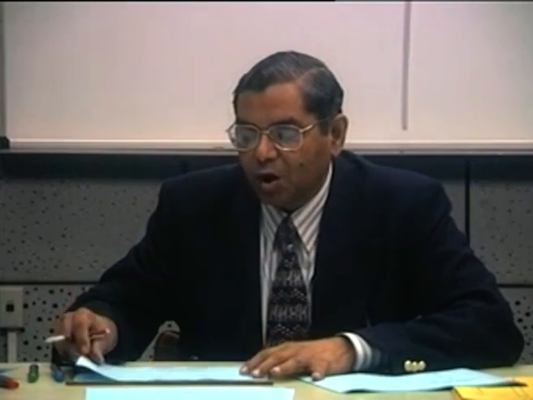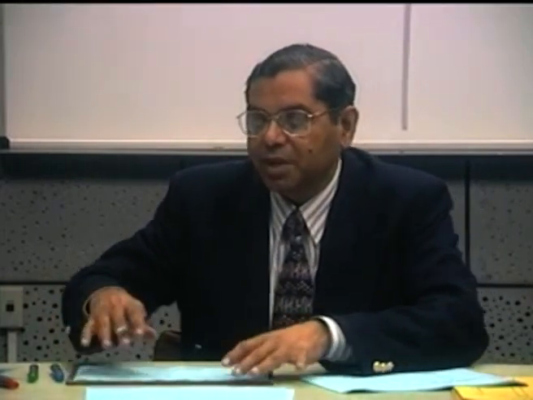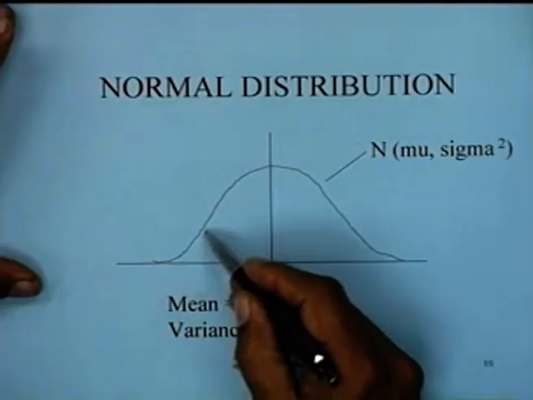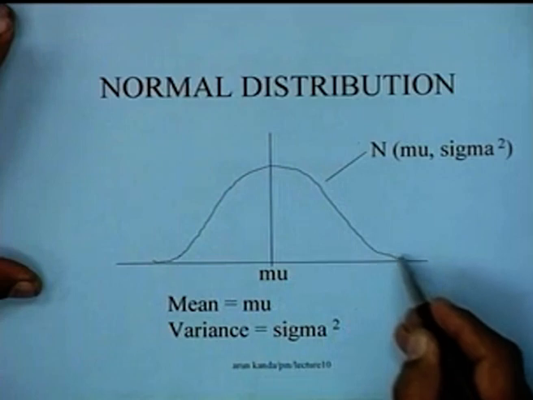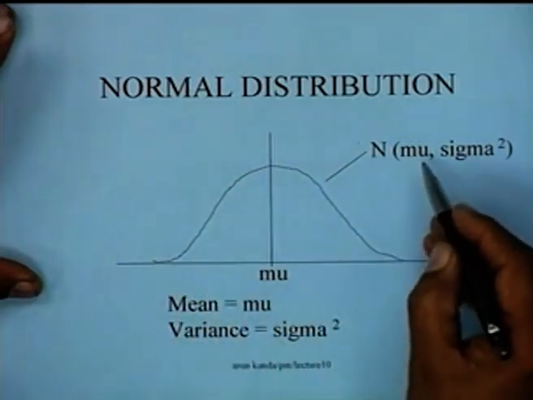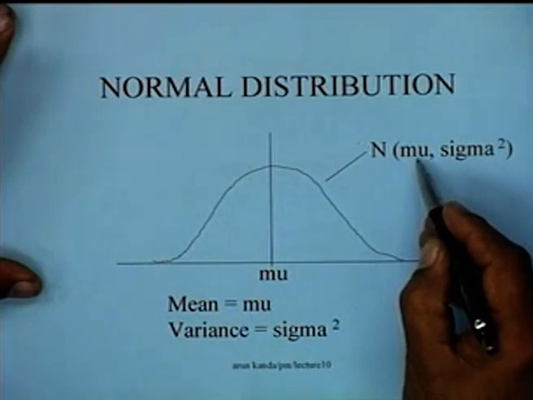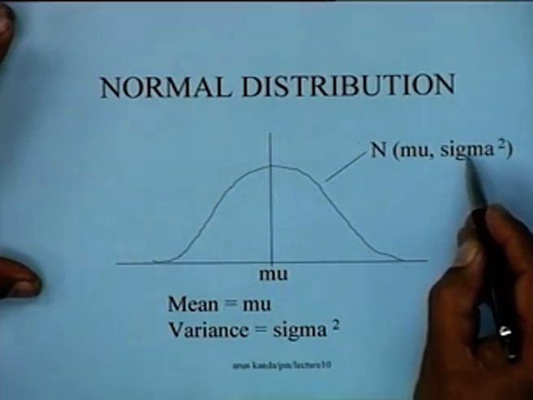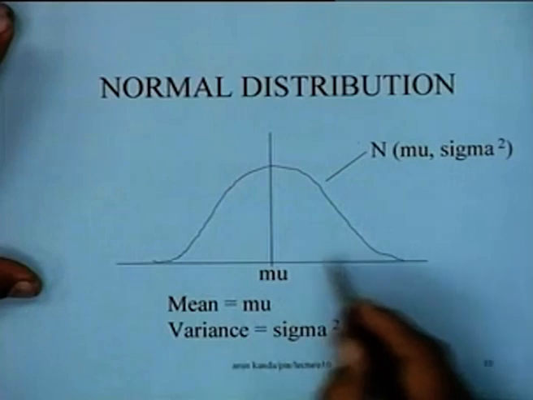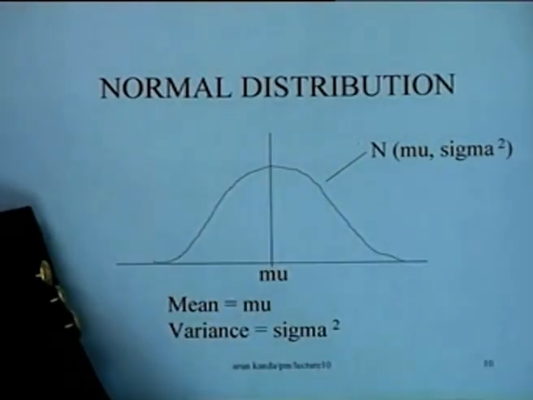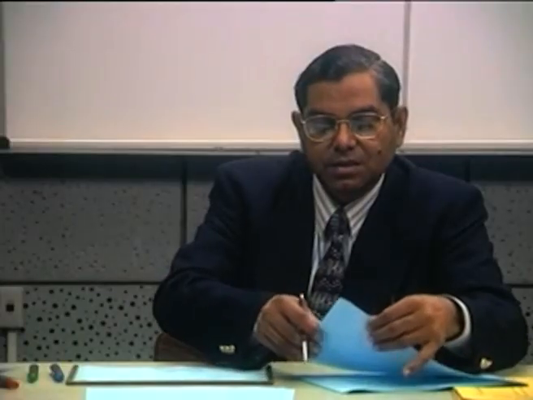Then we can talk about a normal distribution. You are all familiar with the normal distribution. Normal distribution is a bell-shaped symmetric distribution which looks something like this. It is characterized by two parameters, the mu, which is the mean of the distribution, and the sigma square, which is the variance of the distribution. And this particular distribution, in fact, is one of the most popular distributions in statistics.